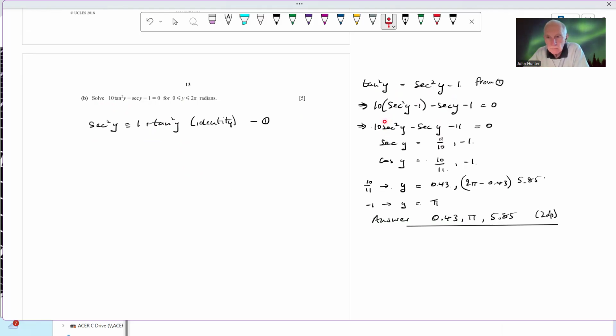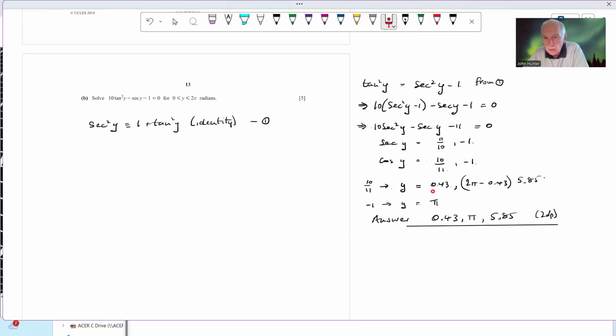Right, so we've now got a quadratic in secant of y. We can work that through and come up with these two solutions. Once we've got that, we can use our calculator. Well, we don't really need a calculator for cos y equals minus 1, because we know that's going to be pi. But we use the calculator for this, and that's going to yield these results.